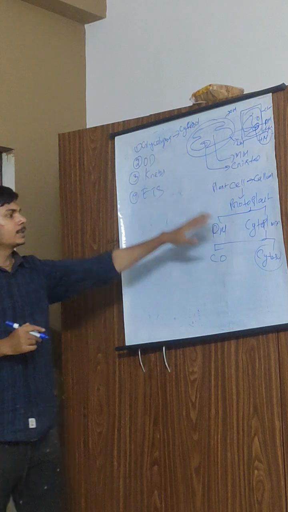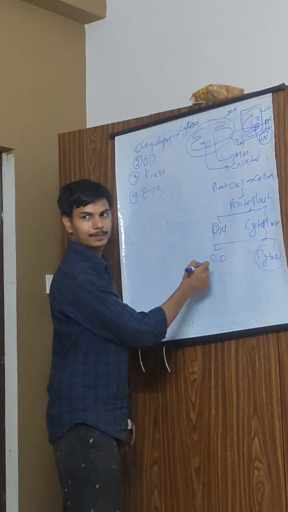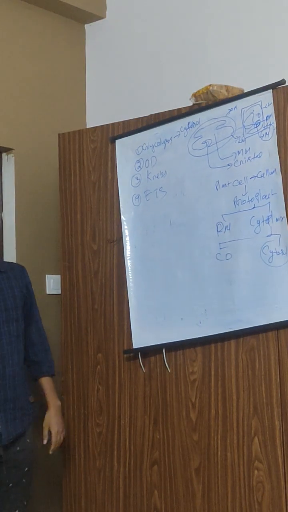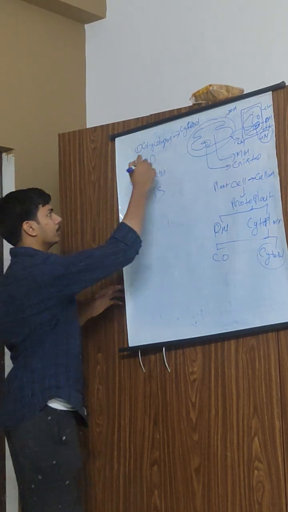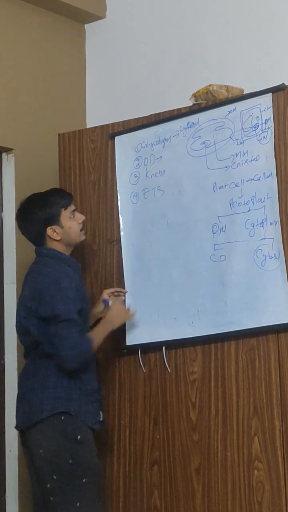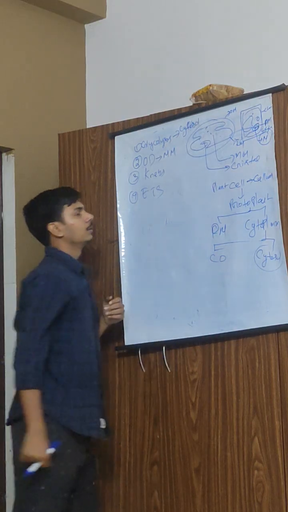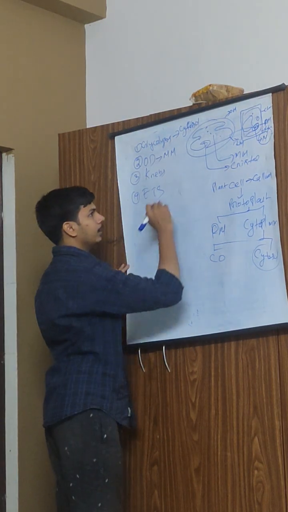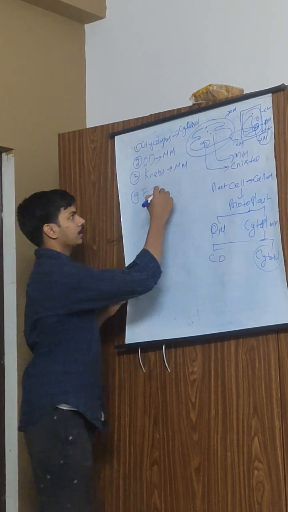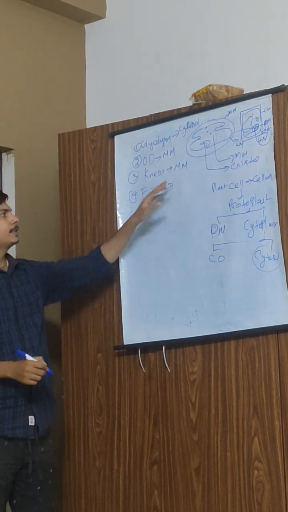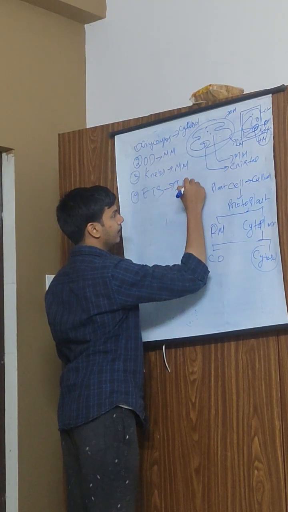So glycolysis is taking place in the cytosol, the liquid part of the cytoplasm. So oxidative decarboxylation is taking place in the what? Mitochondrial matrix, the liquid part of the mitochondria present inside the inner mitochondrial membrane. Krebs cycle is also happening in the mitochondrial matrix. But as an interesting part, ETS is happening in the inner mitochondrial membrane.